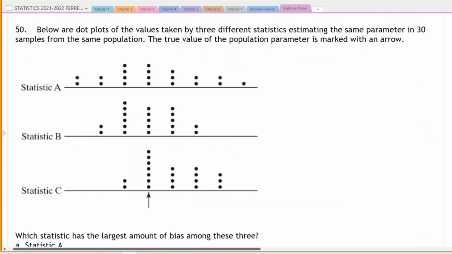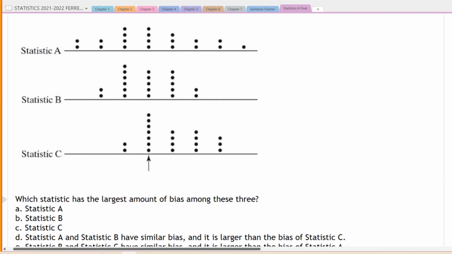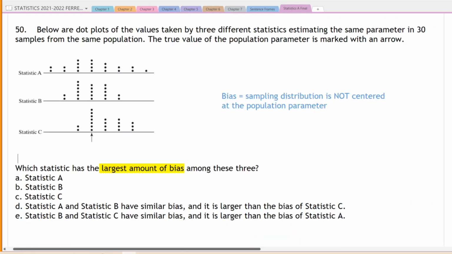So let's take a look at 50 here. We've got box plots of values taken by 3 different statistics estimating a sample parameter in 30 samples of the same population. The true value of the population parameter is marked with an arrow. Which of these has the largest amount of bias? So let's remember that bias means that the sampling distribution is not centered at the population parameter.